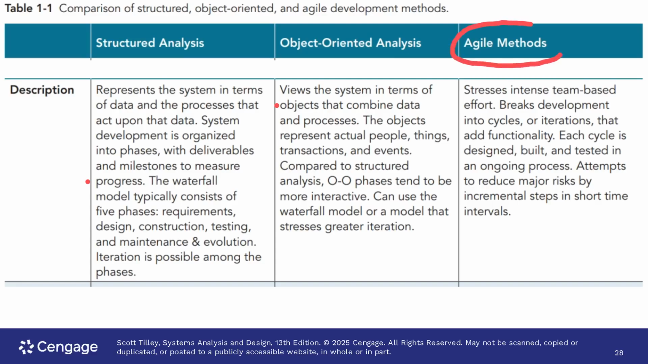Agile is a big popular one today because it's team-based, intense team-based effort. You've got the focus on iterations and incremental steps in short time intervals. Let's think about that. What are the risks you're helping to reduce by going incrementally in short time intervals? What risks are you reducing? Big updates. Big updates? Yeah, you're doing small updates along the way, fixing bugs little by little. Little bit of like a divide and conquer approach.